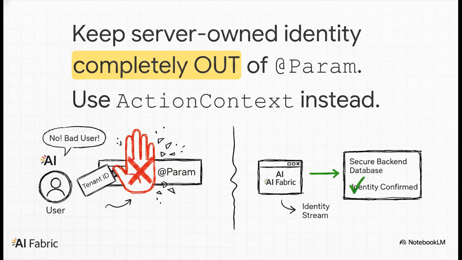Now, a quick pro tip, and honestly, we kind of have to laugh at the alternative. Never, ever expose server-owned data like identity, tenant IDs, or active subscriptions as @param fields for the LLM to fill in. I mean, you're basically teaching the model to ask the user for data the server already securely owns. Always derive canonical identity from the trusted backend using action context.